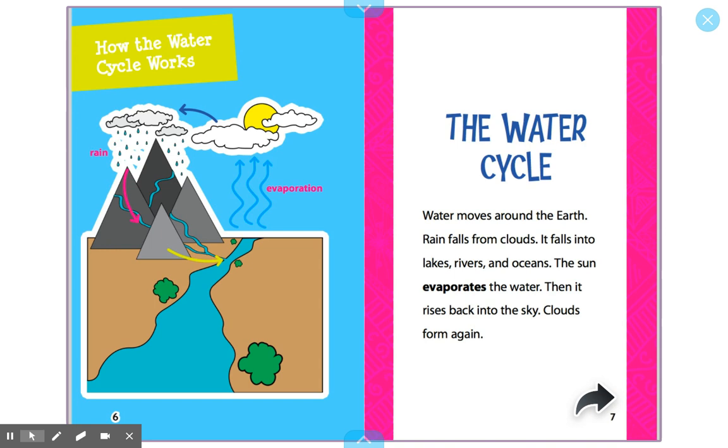The water cycle. Water moves around the earth. Rain falls from clouds. It falls into lakes, rivers, and oceans. The sun evaporates the water. Then it rises back into the sky. Clouds form again.